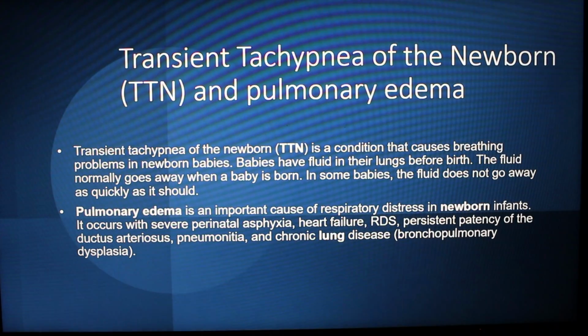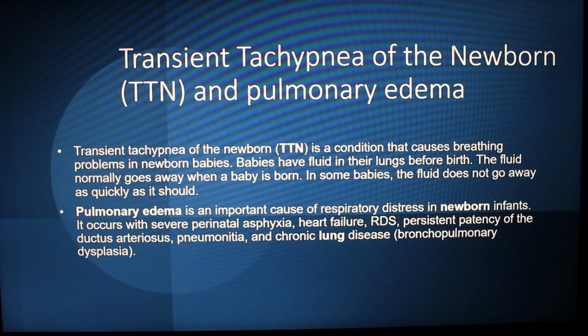TTN, transient tachypnea of the newborn. So TTN is mostly seen in term babies. Can be in late preterm babies, early term babies. It's a condition that causes breathing problems, mostly of tachypnea and oxygen requirement. Because babies have fluid in their lungs before birth, the fluid normally goes away very quickly when a baby is born. In some babies, that fluid does not go away as quickly as it should. We call it retained fetal lung fluid.